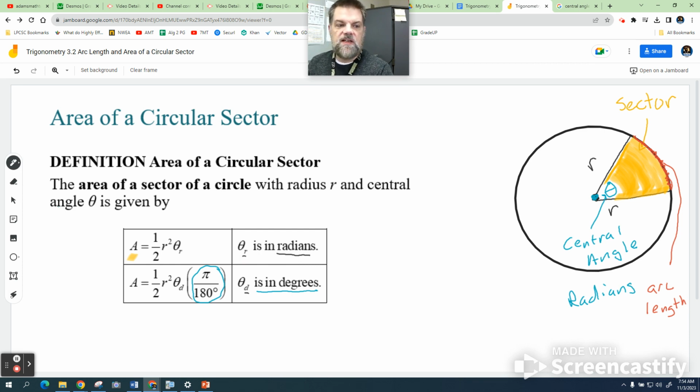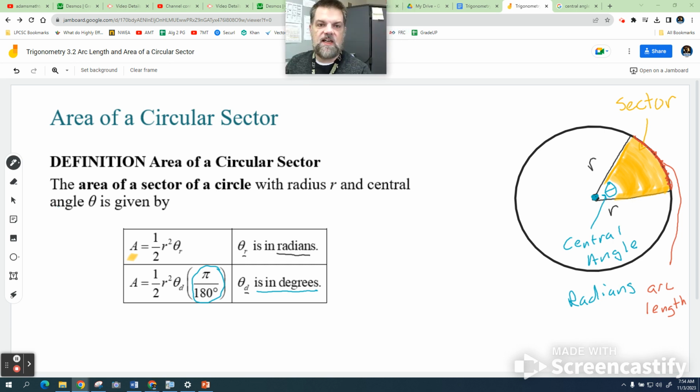So anyways, there's two formulas to calculate that area. It's 1/2 times the radius squared times theta in radians. If they give it to you in degrees, it's the same formula, but you do this little conversion. You're converting the degrees into radians on the fly, okay? So let's look at an example and see how all this ties together.